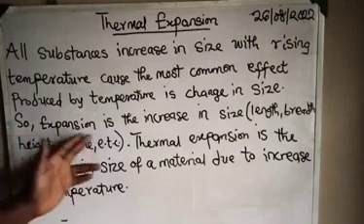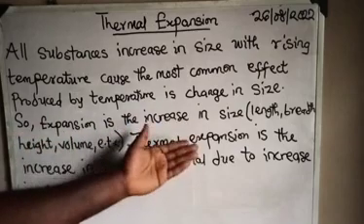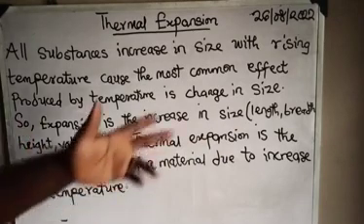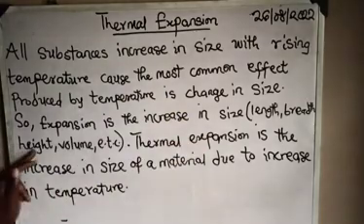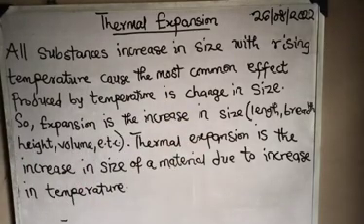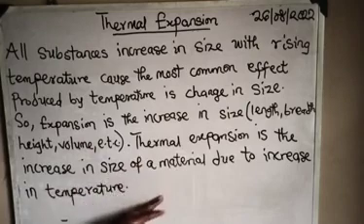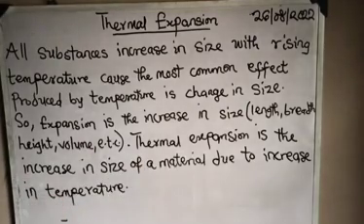So expansion is the increase in size, maybe in the length of the substance. That means the substance can increase in length, it can increase in the breadth, it can increase in the height, or in its volume, or even in its area. So thermal expansion is the increase in size of a material or of a solid due to increase in temperature.